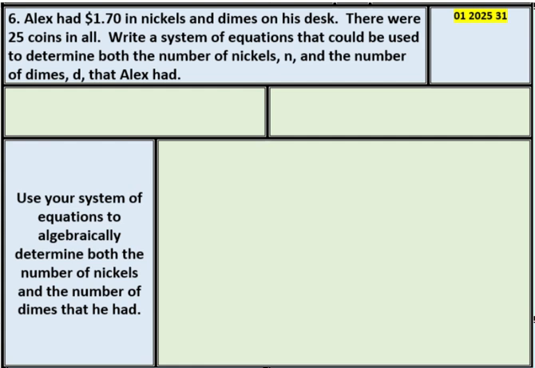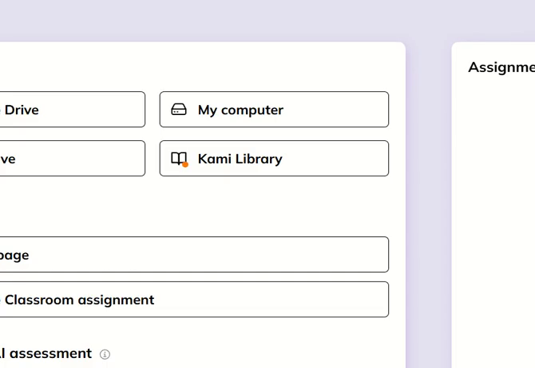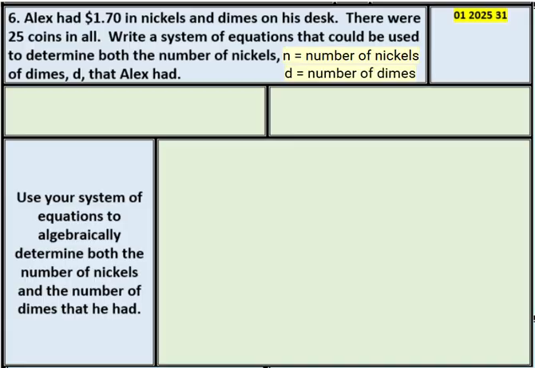So notice our requirements. They did not give us a choice in our variables. They said that N has to be used for nickels and D has to be used for dimes. So in a question like this where they establish our variables, we can't change them on the paper or we don't get full credit on the problem.